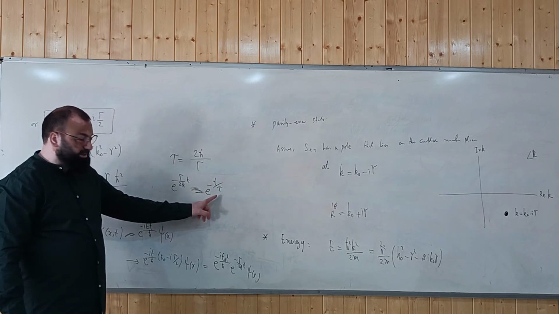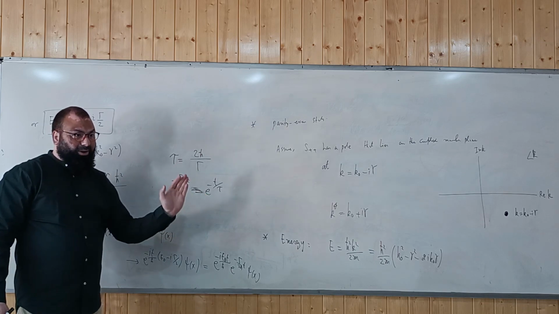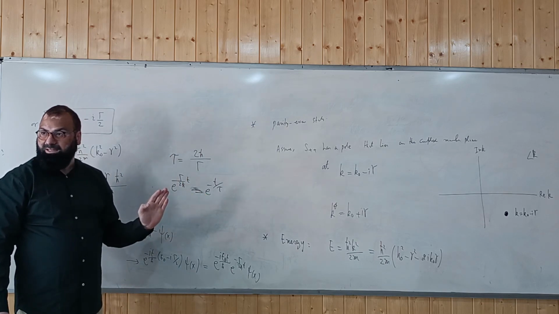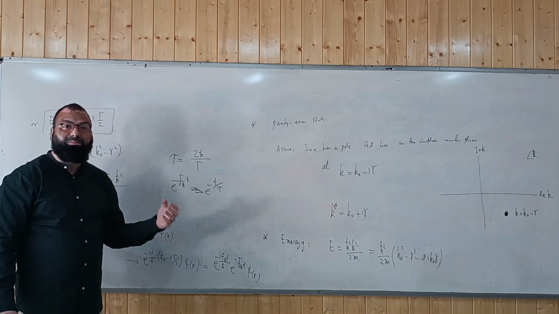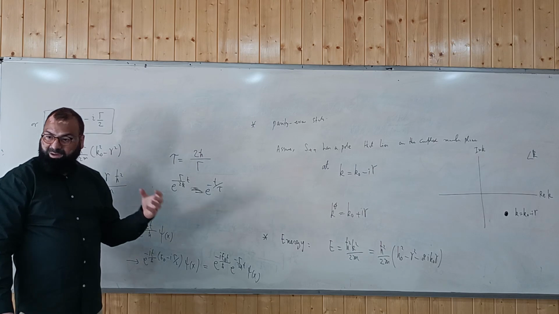So that means when t becomes tau, the decay is effective by how much? A 1 by e factor. Got it? So that is a sufficient amount of decay. That's how we define the lifetime of a particle. Or the lifetime of a state vector.